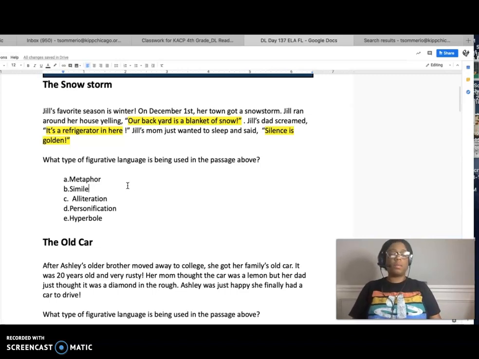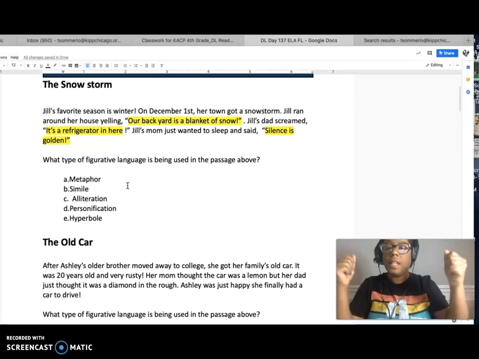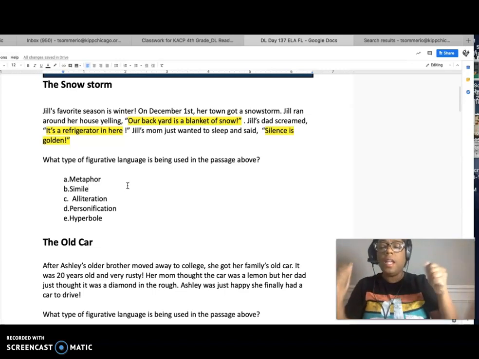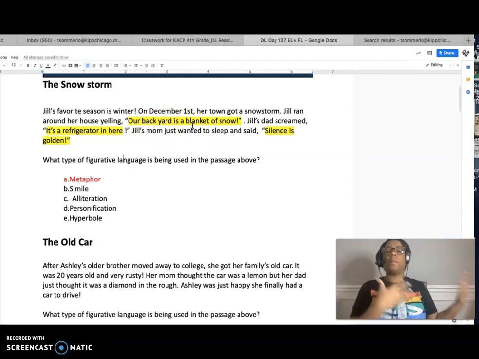All right, guys, get your booms out. Is it A, B, C, D, E? You're right. It is A, metaphor. Make sure I get that as the right answer. Our backyard is a blanket of snow. The backyard is being compared to a blanket of snow.